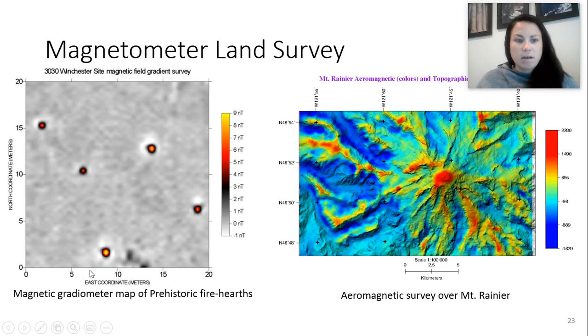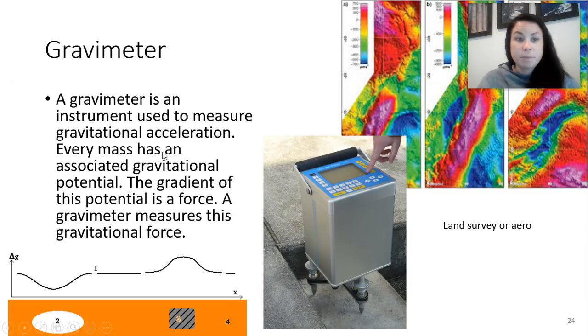So this map shows prehistoric fire hearths. So there were maybe some fine metals or something associated with burning, or a higher carbon, or other materials associated with these fire hearths that showed up as an anomaly using magnetometer data. It's pretty cool.